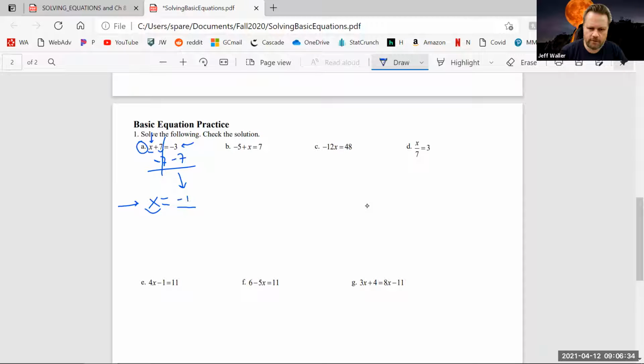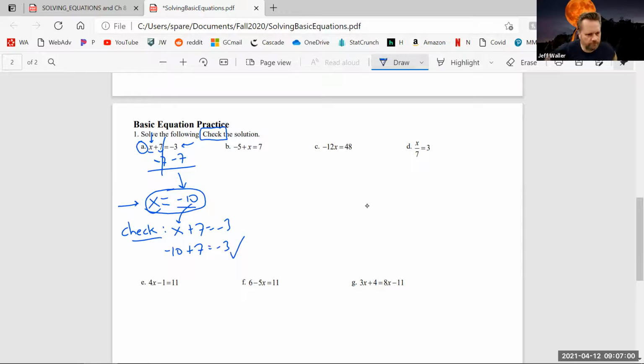Negative 10. Negative 10, great. Now, how would I check that? Negative 10 I got plus 7. I like it. So then you throw negative 10 in. And is this a true statement? Yes. Check. All right, cool.